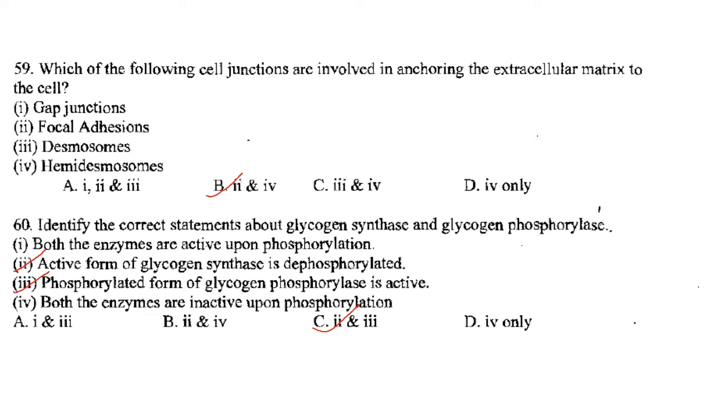Then next one. Identify the correct statement about glycogen synthase and glycogen phosphorylase. Both of the enzymes are active upon phosphorylation. No. Active form of glycogen synthase is dephosphorylated. Yes. Phosphorylated form of glycogen phosphorylase is active. Yes. Both the enzymes are inactive upon phosphorylation. No. So the answer here is option C, that is 2 and 3.